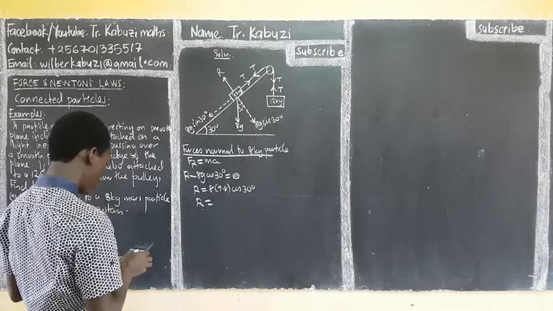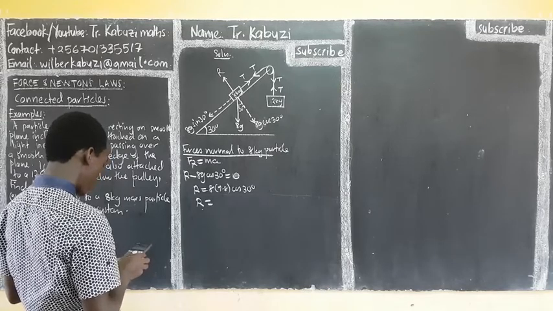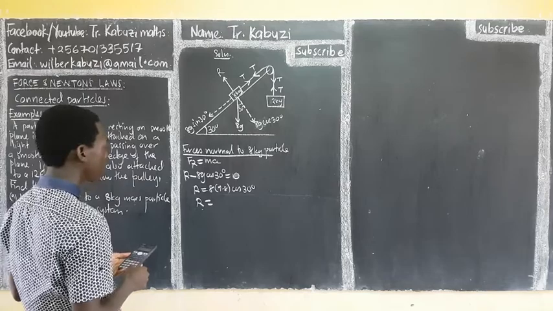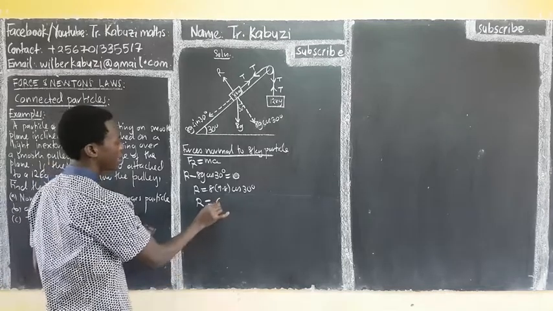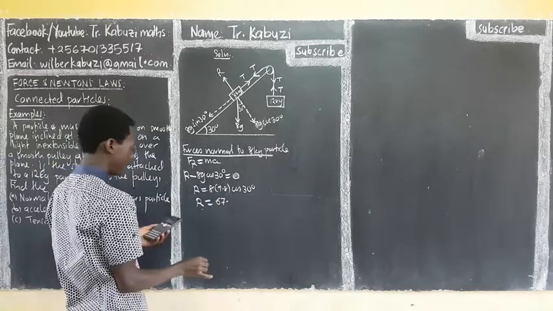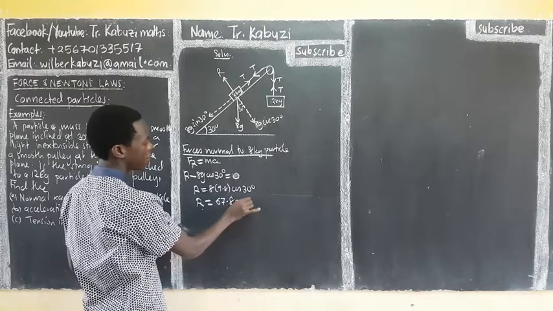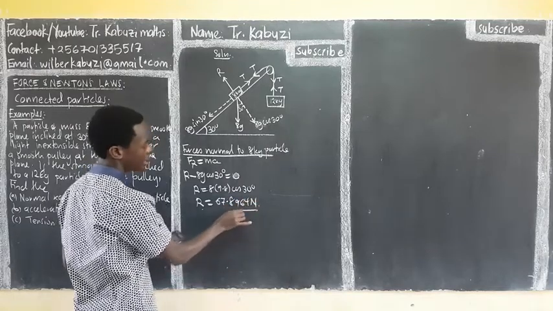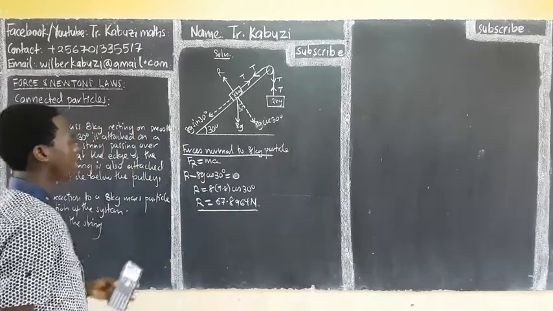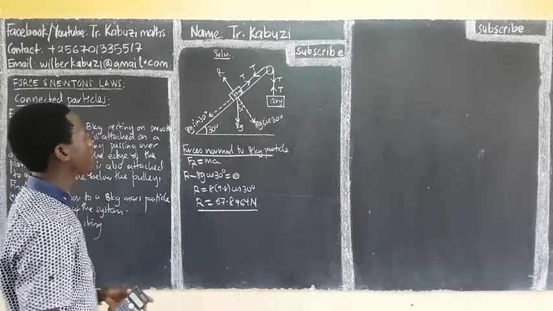So I'm getting 67.896 newtons. We give it to four places. It's a force, that's why you put newtons.